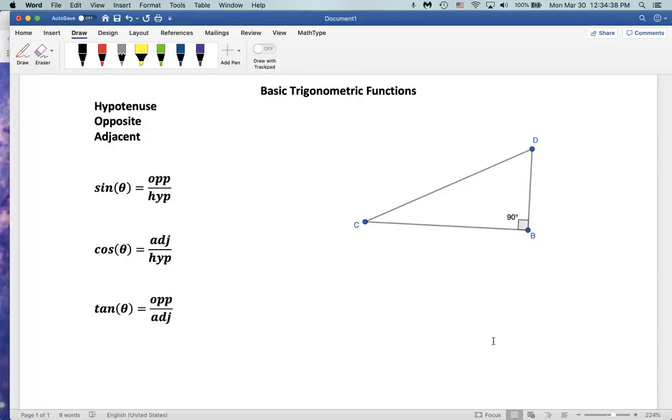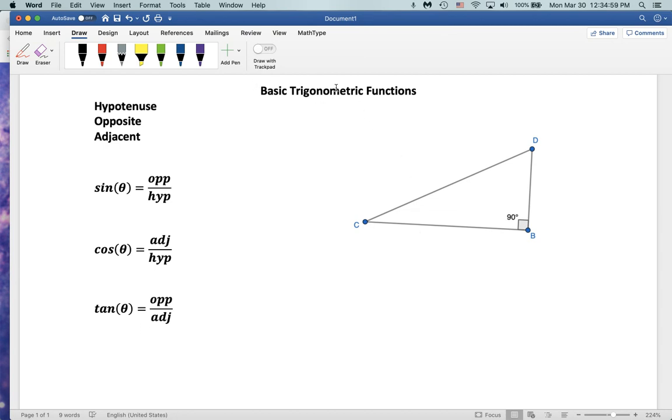Welcome. Today we're going to talk about basic trigonometric functions. This is going to be a totally new concept for some of you, so you need to make sure you pay attention. And I would recommend writing these down on a sheet of paper so when you go to work on your homework, you'll have them for notes. Now let me explain what they are.